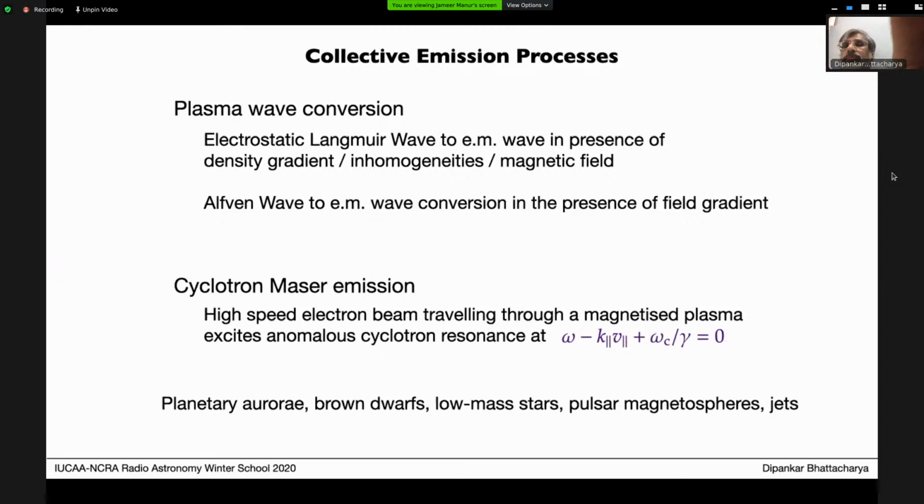Hello, sir. Am I audible? Yes, you're audible. So I just had this question: say if a situation occurs that from a galaxy we have several processes of emission, from which we are getting emission at nearly the same frequency range, then is there any way to distinguish these processes from the obtained data?